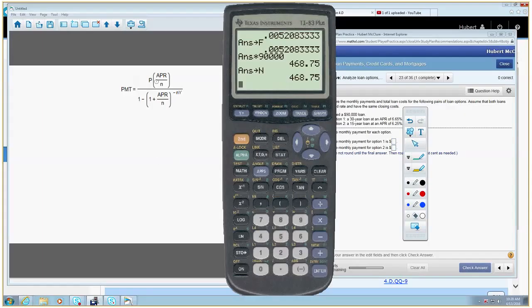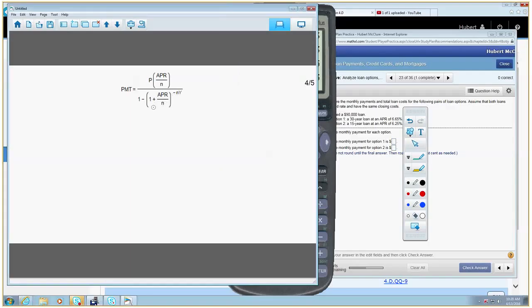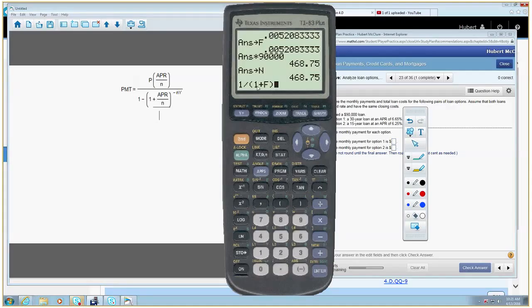We got alpha N. That's our numerator. Now I'm going to take 1 divided by, parentheses, 1 plus fraction, alpha F, close parentheses. And that's this right here. See, it's to the negative. This is over 1. So what I'm doing is flipping this. That'll be a positive exponent. So instead of this just being 1 plus the fraction, I'm putting it 1 over 1 plus the fraction. And that's equal to that.